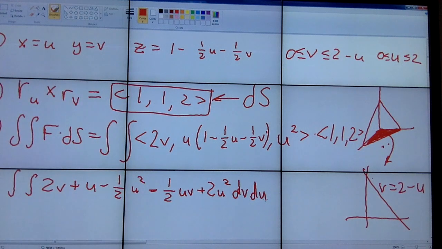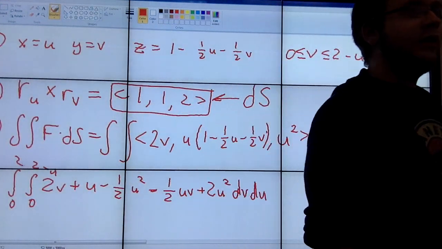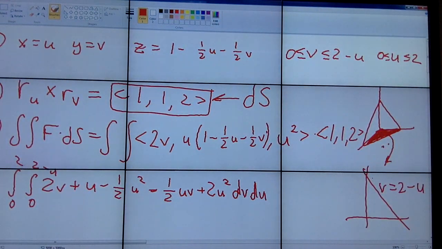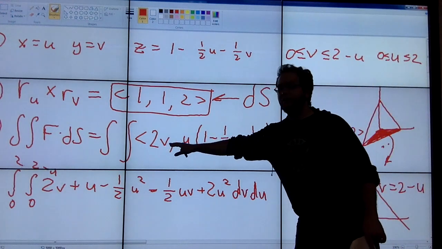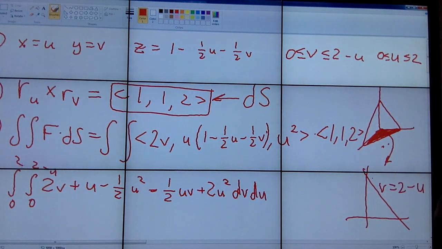And then what are my bounds on u and v? We have them up there in the upper right-hand corner. v goes from 0 to 2 minus u, and u goes from 0 to 2. All right, that would be the setup. You can integrate it on your own, but probably not that fun to do. Does anyone have any problem with that setup? Any problem with the dot product? Any problems with me plugging this in? This one used to be 2y, xz, and x squared, dotting it with the normal vector.